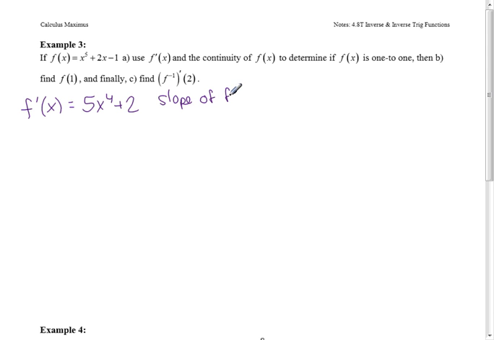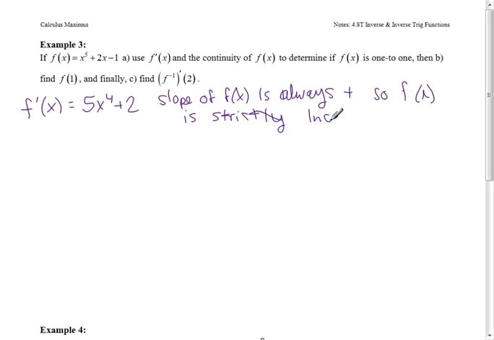So we have the slope of f of x. It's always positive. I could have also said that the derivative is always positive. So that means that f of x is strictly or monotone increasing over its domain. Strictly increasing. Okay. So if it's always increasing, it's always going to pass the horizontal line test. So it is 1 to 1.